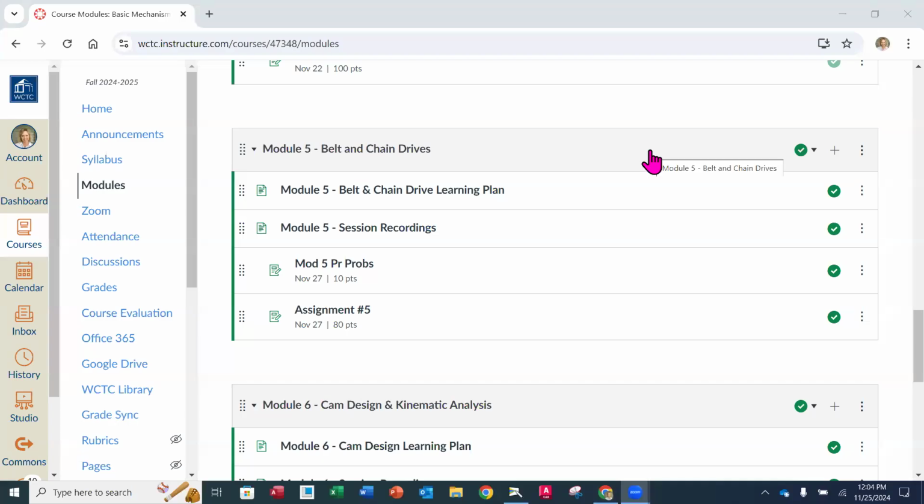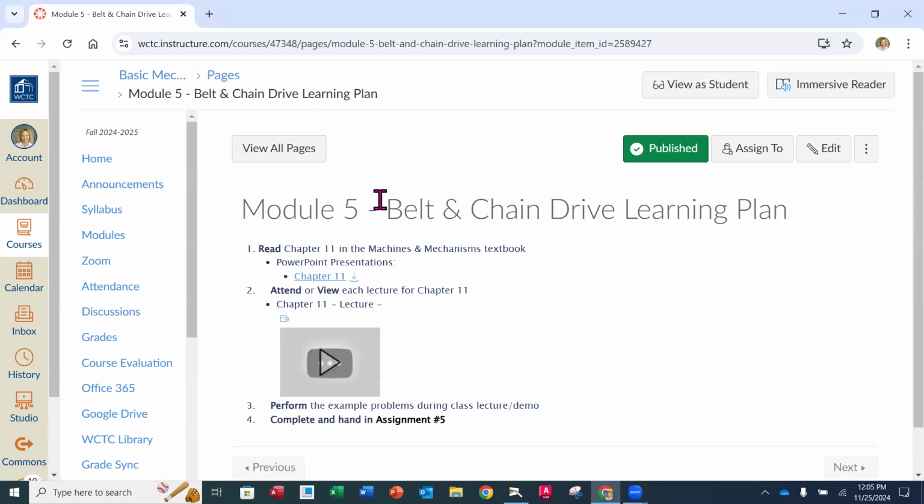There we go. Okay, so we're going to be looking at Module 5, which is belt and chain drives. As I just mentioned, we're going to see some similarities here to the kinematics of belt and chain drives to what we had learned in gears, which was the previous module that we looked at. So I'm going to walk through our learning plan here so we can see what we have.